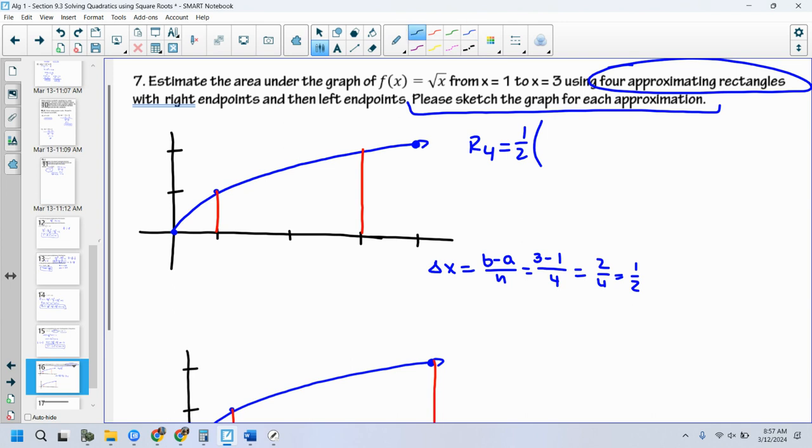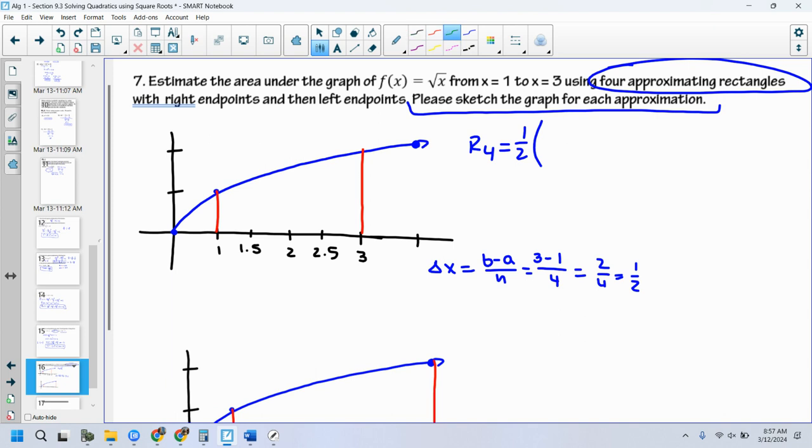Okay, so now look at my full length. It's 2 units, right? Each rectangle's width is 1/2. So that means I've got to make a little partition here and here. So this is 1, this is 2, this is 3. So this is going to be 1.5 and 2.5. At each one of those locations, I have a value on the right side.